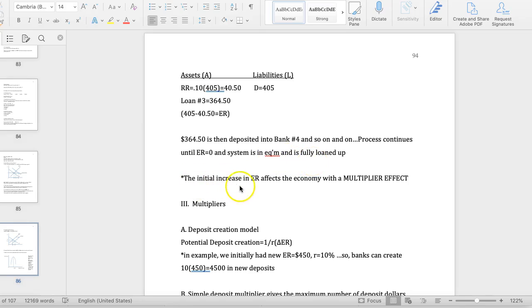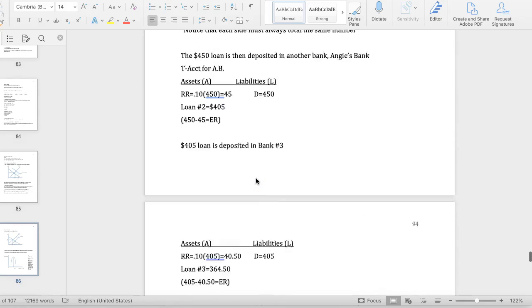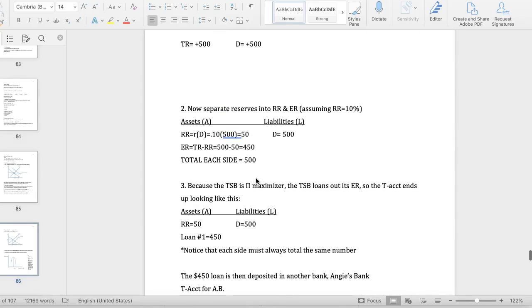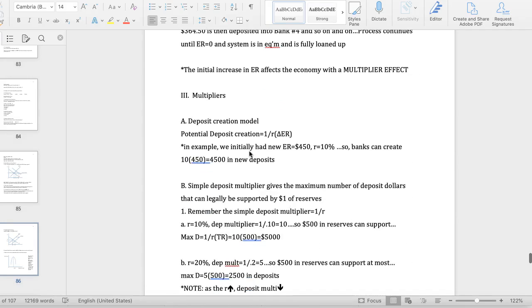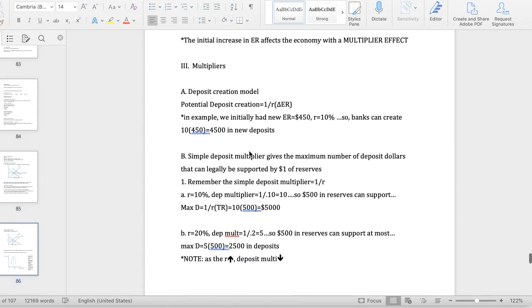So the initial increase in excess reserves affects the economy with a multiplier effect. When I say the initial increase, go back to bank number 1. The initial increase in excess reserves is $450. That has been multiplied to create money. So now I'm going to stop here, and next time, we're going to talk about these multipliers.